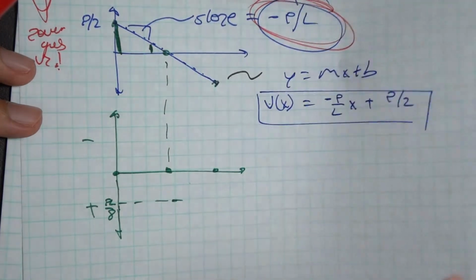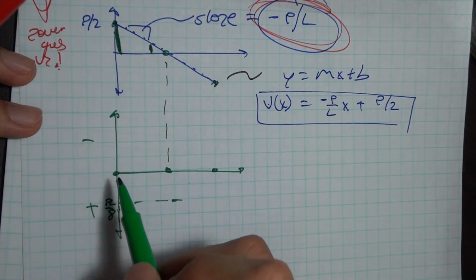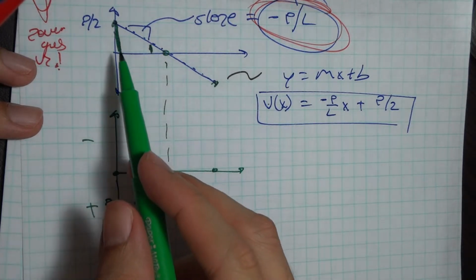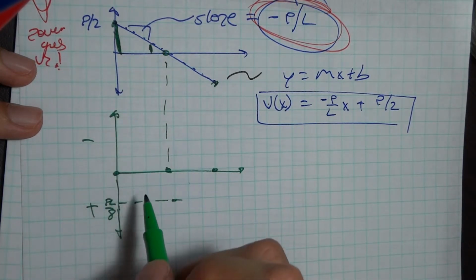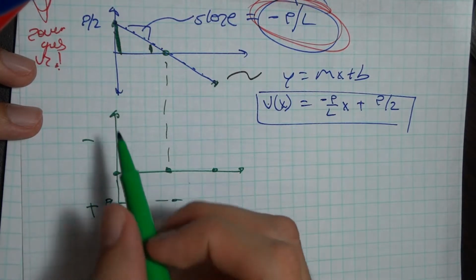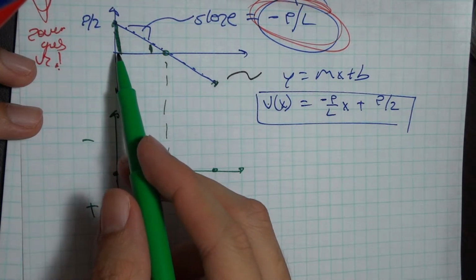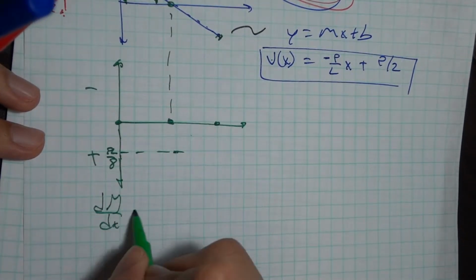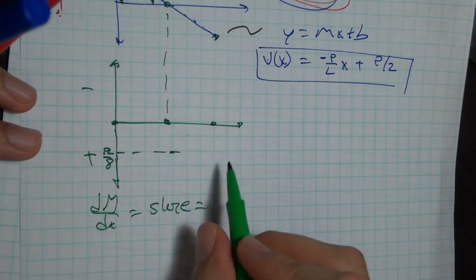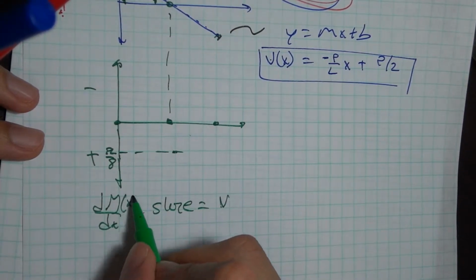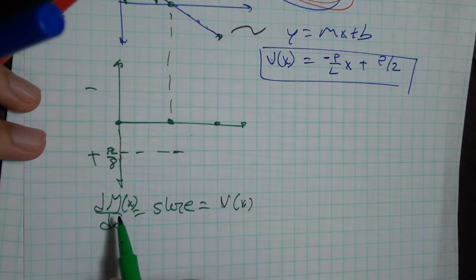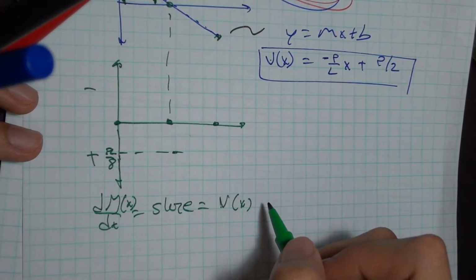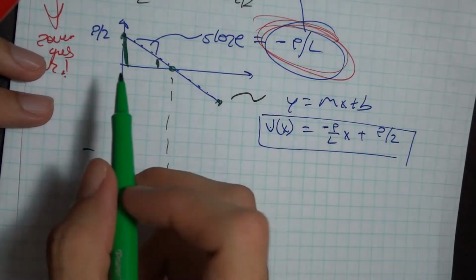So what does that tell you? My slope at this point should be maximum. My slope is the value of V of x. If I take the derivative of my moment, I get shear. And my shear here is non-zero, so I should have a non-zero slope, right? dM/dx equals slope equals V of x.